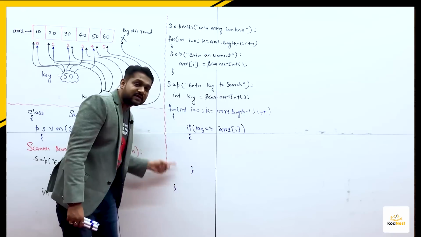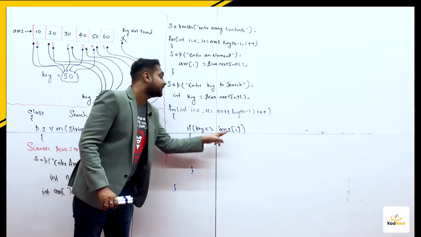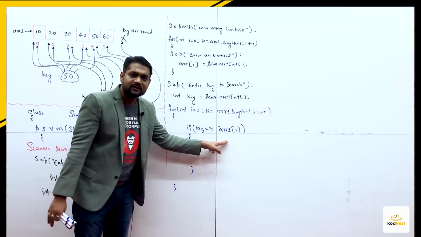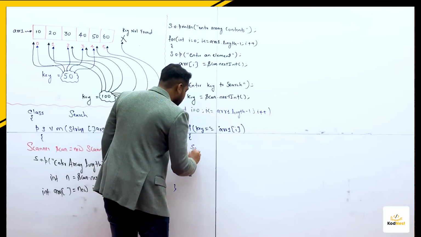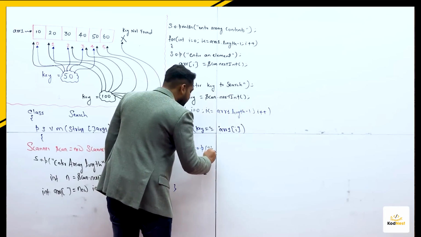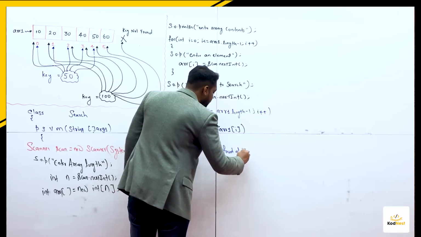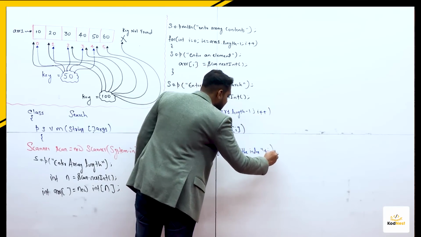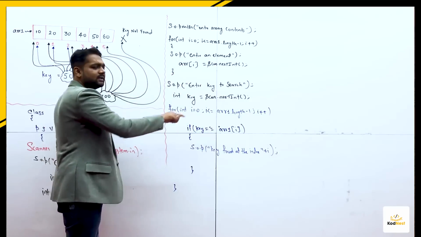Until unless you are inside the for loop, there is all the possible chance that key may become equal to array of some index. If it becomes equal, we can tell System.out.println key found at the index whatever is there in I. We can tell. What is that, sir? Key found at the index I.